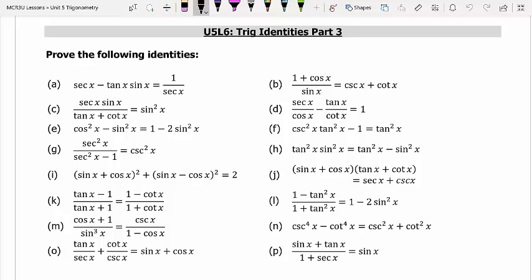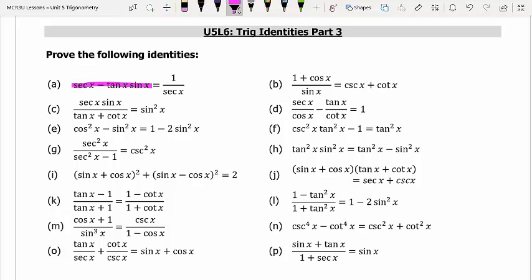Okay, and then just keep in mind, always start by solving that more complex side. So for example, in this first one, I would probably solve the left side first. Okay, another thing you want to always do is switch out those reciprocal identities.